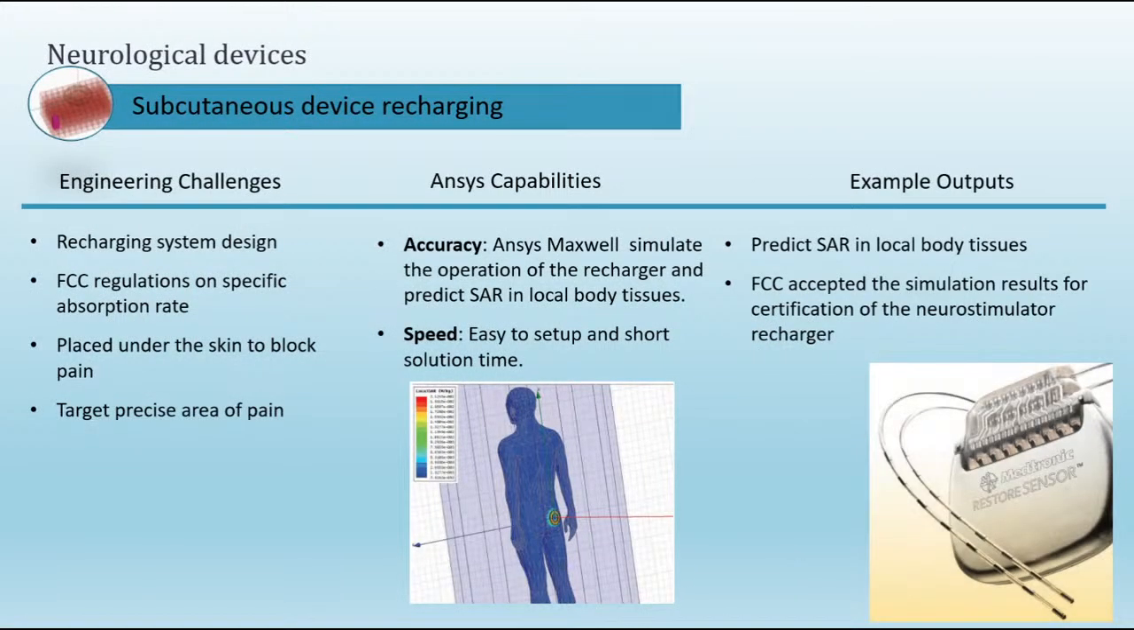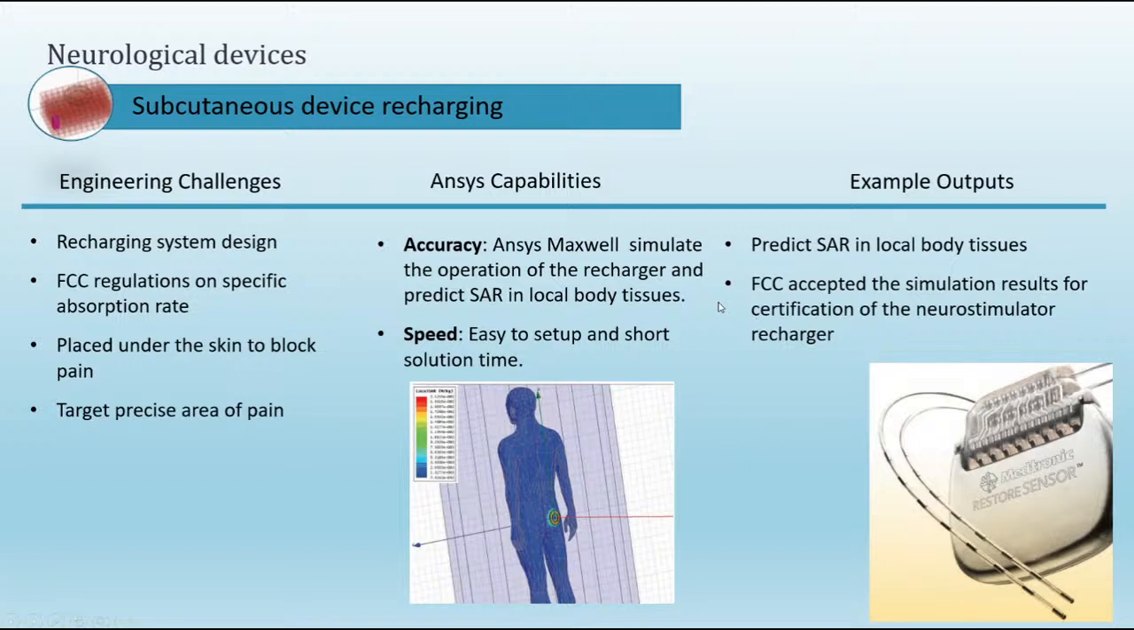So here we have a few examples. This is a neurological device. It's a subcutaneous device with recharging. This is a Medtronic Restore sensor, right? It's a recharge system, and they wanted to look at the recharge system design. It's a wireless recharging. FCC regulations on specific absorption rate mean that they need to make sure that during recharging, there is not a great deal of energy being absorbed by the human body. This device is placed under the skin to block pain for patients and needs to target a precise area of pain. So we have all of these electrodes to target that area.